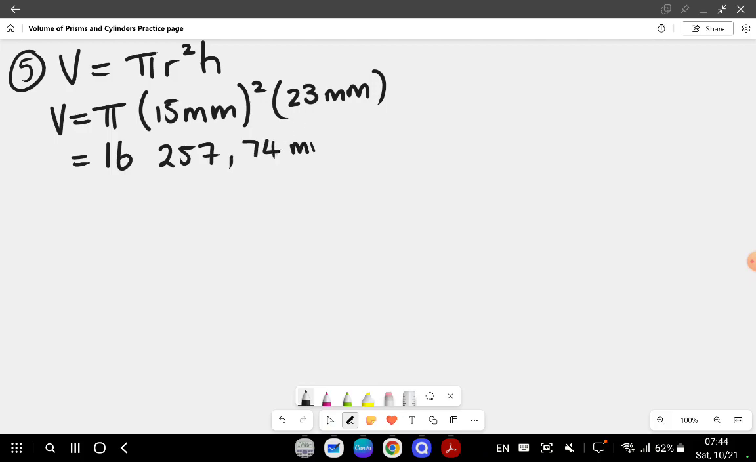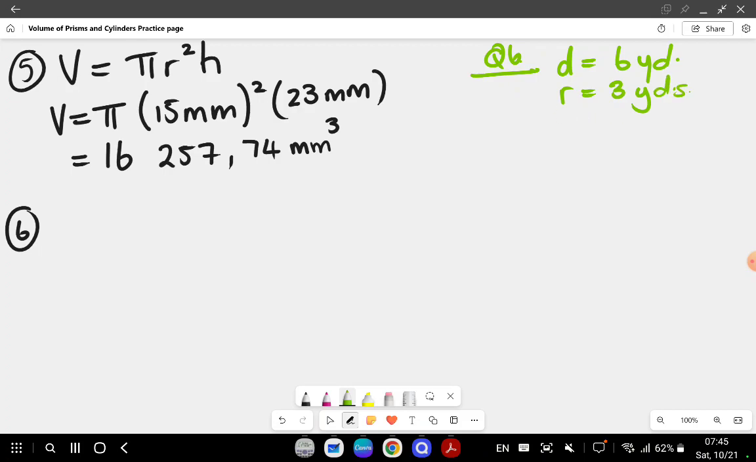16257.74 millimeters cubed. Question number 6. Now in number 6, I am missing a couple of pieces of information. The first thing that I want to point out, this is question 6 thinking, all right? If the diameter is equal to 6 yards, then I know the radius is half of the diameter, it's 3 yards. That's the first thing.